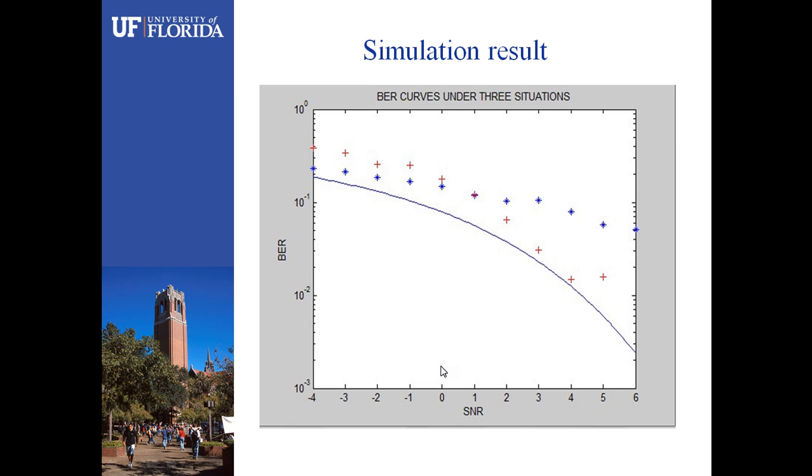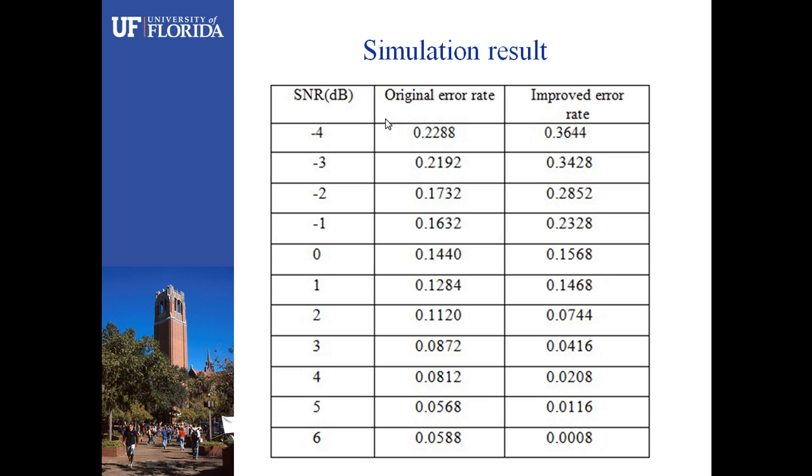As we can see, after the SNR, which means signal-to-noise ratio, is bigger than 1 dB, the error rate of the red crosses is lower than the blue asterisks, which means the BER here is improved by the channel encoding and decoding, and the data is shown in this chart.